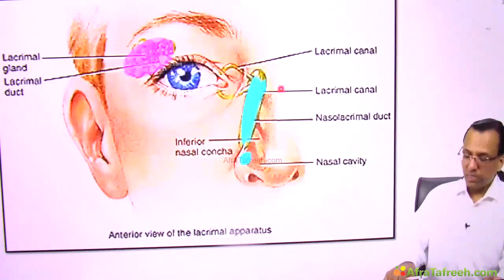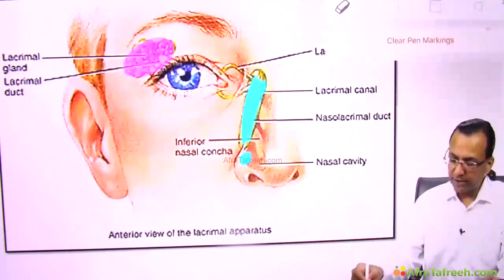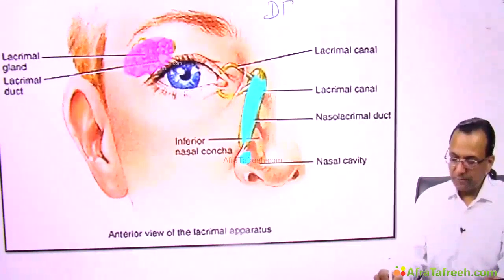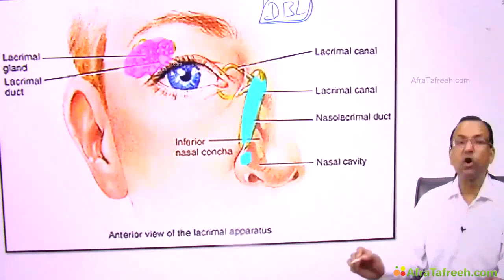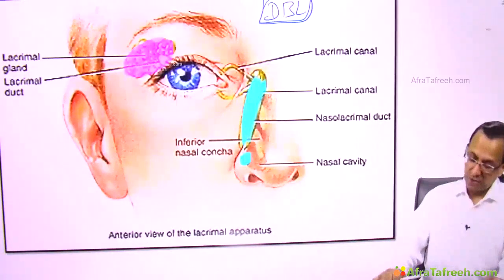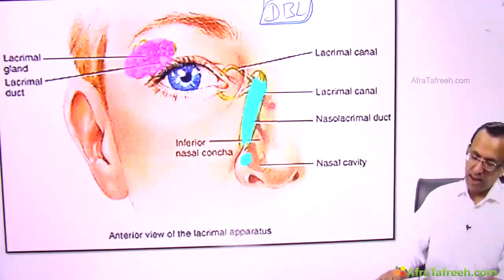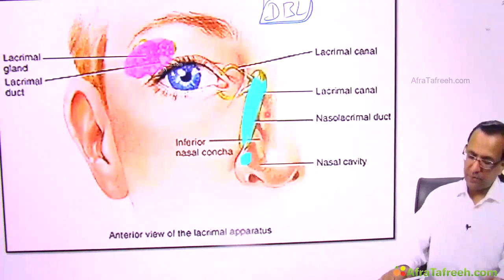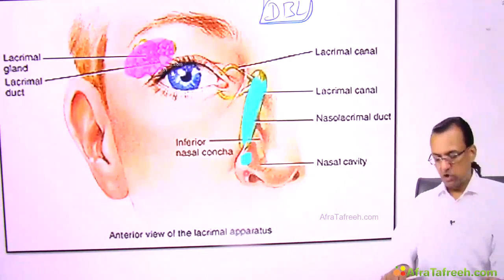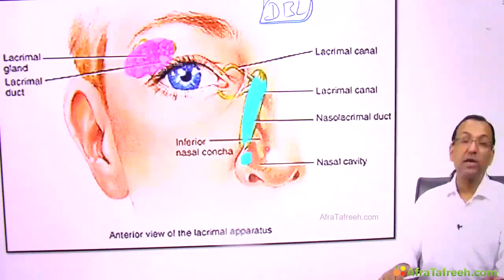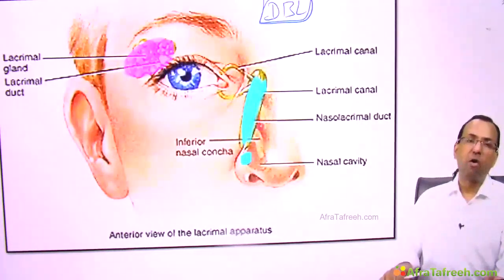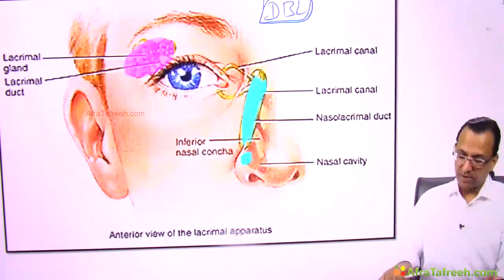And a question comes: what is the direction of the nasolacrimal duct? You remember, the nasolacrimal duct runs downward, backward and lateral. It runs downward, backward and lateral and then brings the tears to the inferior meatus below the inferior turbinate, the inferior concha. There is the inferior meatus. That is where it will drain.